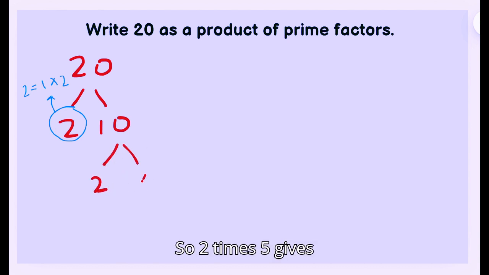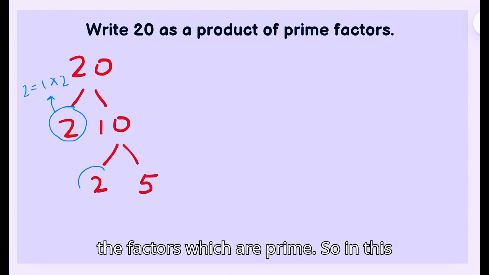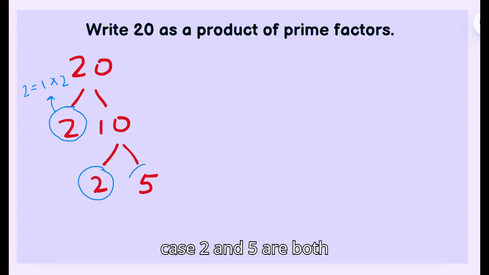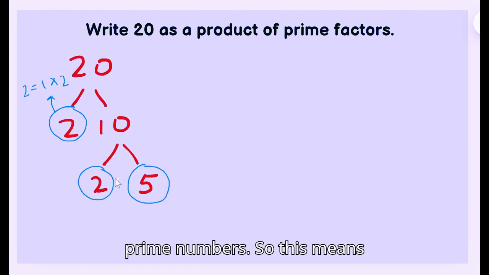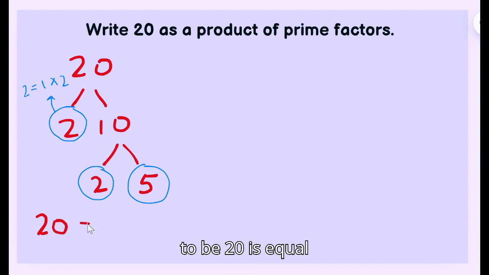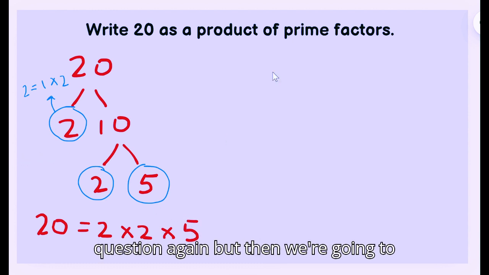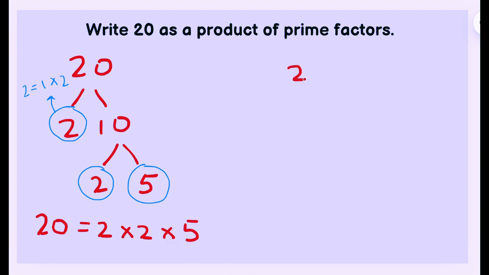So 2 times 5 gives us 10. And then again I'm going to circle the factors which are prime. So in this case 2 and 5 are both prime numbers. So this means that my answer for this question is going to be 20 is equal to 2 times 2 times 5. Now let's solve this question again, but we're going to use different factors this time.